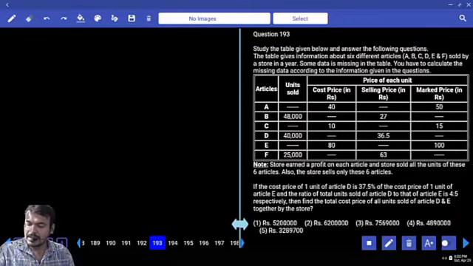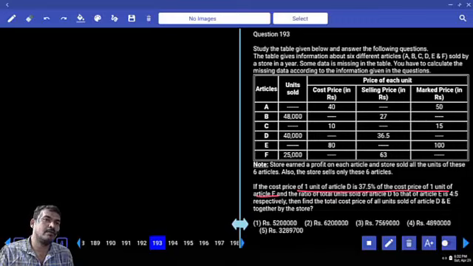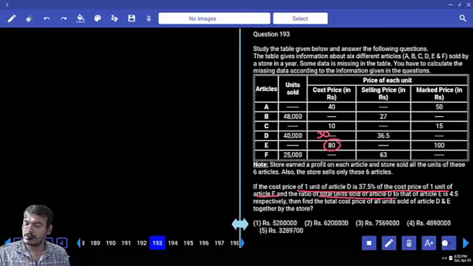And here article D cost price is 37.5% of which one? Article E. 37.5 means it is 3 by 8. What is the article E cost price? 80. In that, 3 by 8 means 30. Then article D cost price is how much? 30. Next, the ratio of the total units sold by article D to that of article E is which one? 4:5.